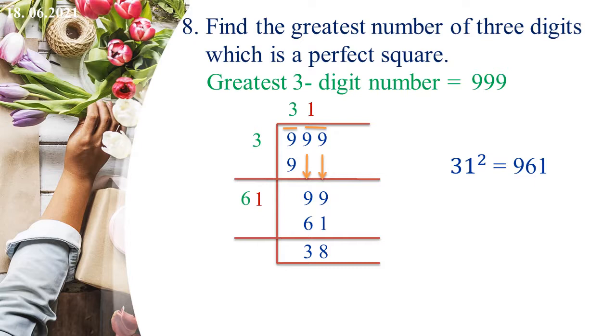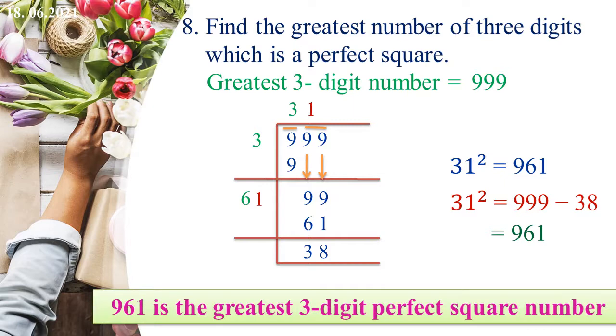So, in order to get a 3-digit perfect square number, 38 must be subtracted from 999. So, the required perfect square is 961. Square root of 961 is 31. So, 961 is the greatest 3-digit perfect square number.